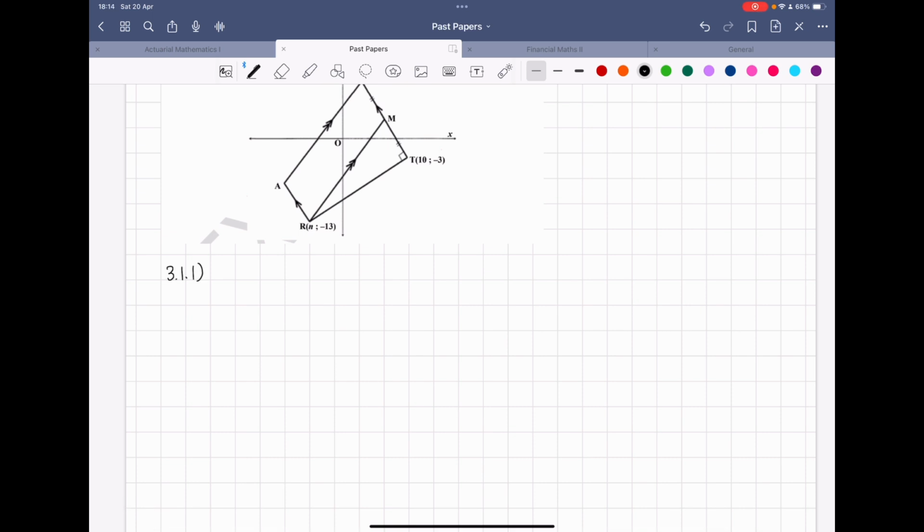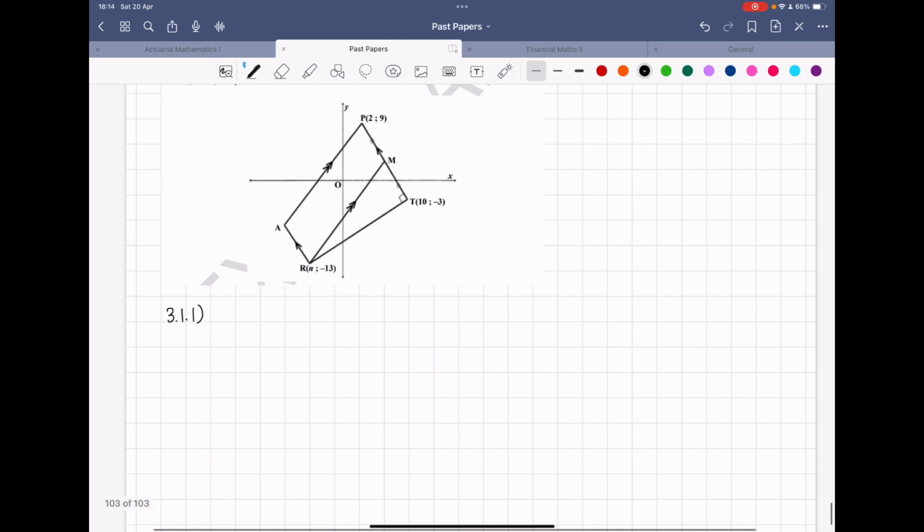3.1.1, the first, says determine the length of PT and leave your answer in surd form. So for the length of PT, I've got the one coordinate P, the other coordinate T, and I can just use the distance formula to find the distance between the two. So the distance PT is equal to the square root of the x of P minus the x of T, all squared, plus the y of P minus the y of T, all squared. And then I can just substitute in these values.